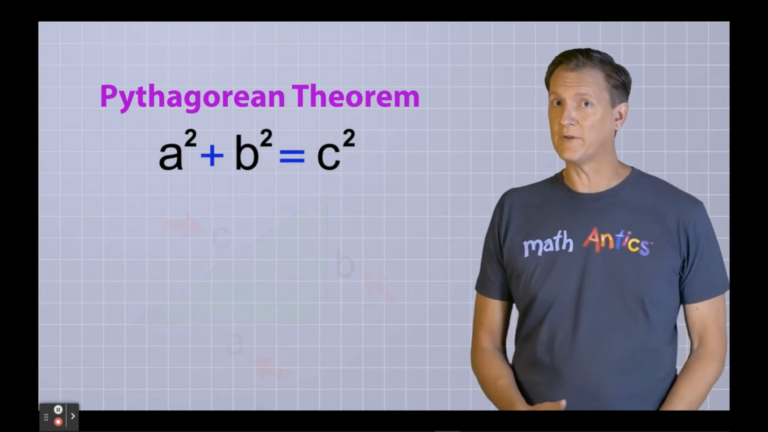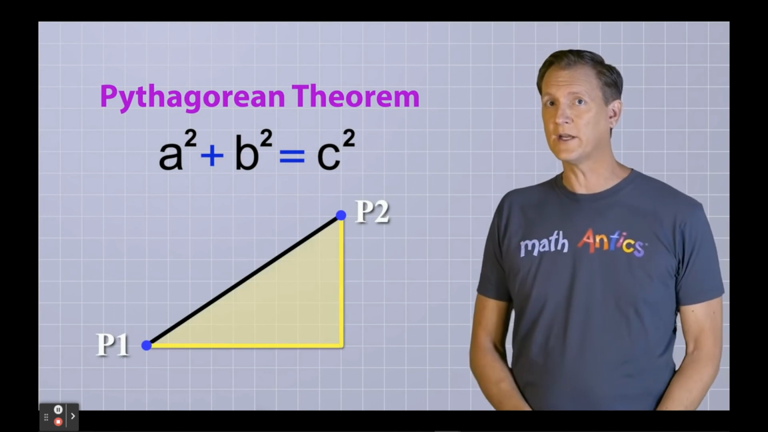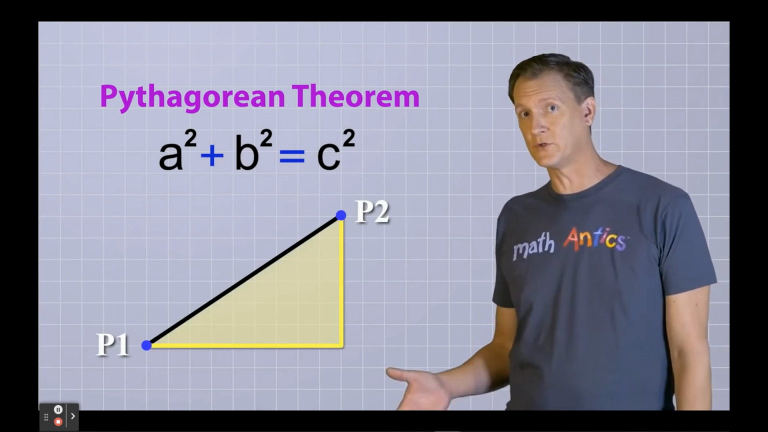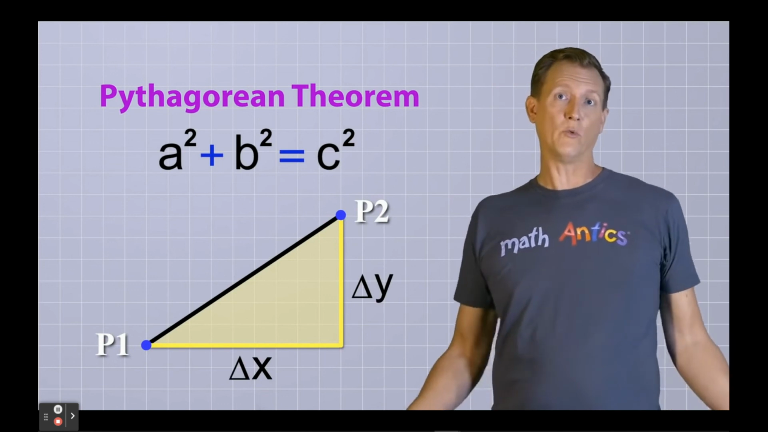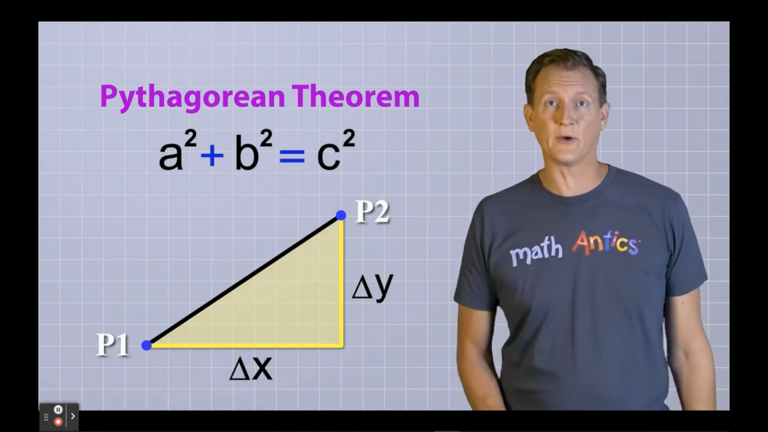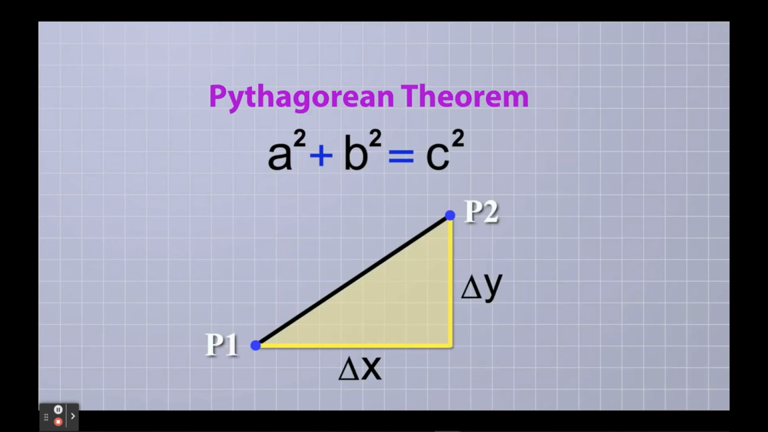Well, we just saw that if you turn a line segment into a right triangle, you can calculate the lengths of two sides, which would be delta x and delta y, right? So we can just plug those values into the Pythagorean theorem. You're used to seeing that theorem in this form: a squared plus b squared equals c squared.